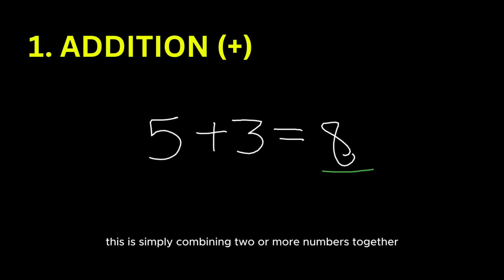This is simply combining two or more numbers together to get a grand total. For example, 5 plus 3 equals 8. And in math vocabulary, the result of addition is called the sum.